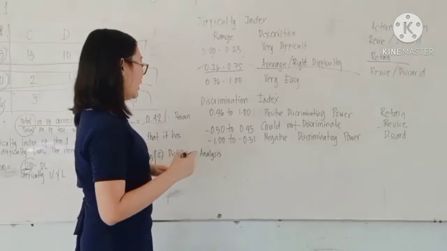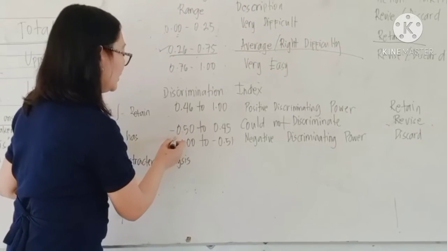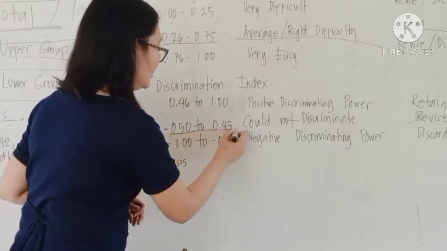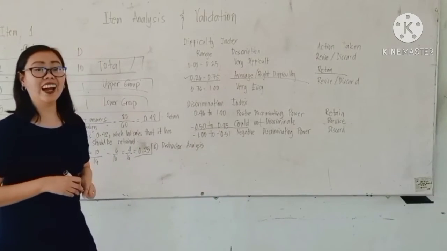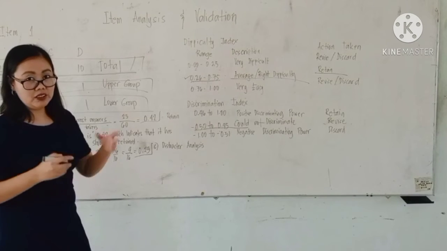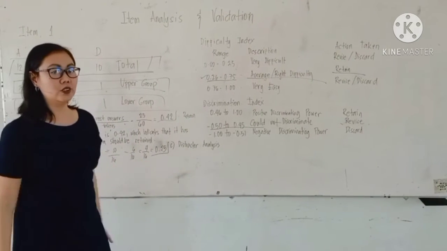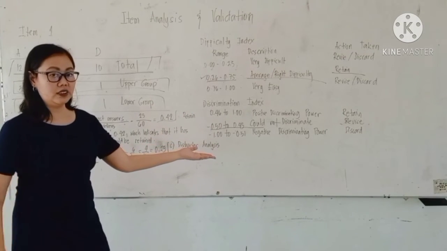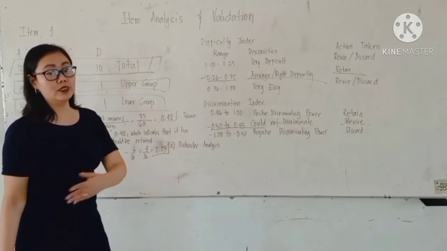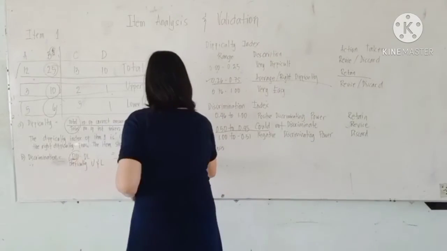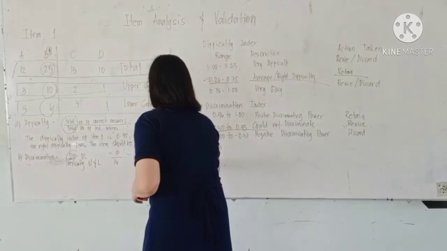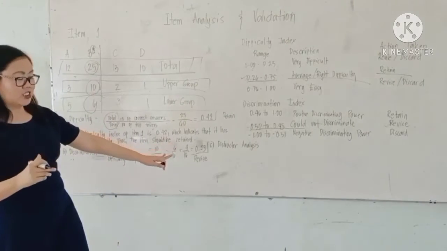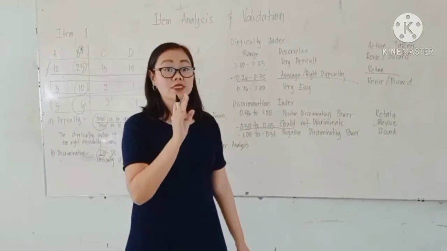Ang 0.25 ay nalolocate natin in between negative 0.5 to positive 0.45. So, nandito siya. Meaning, the item could not discriminate. Meaning, the item cannot really tell us kung sino yung, hindi niya kayang paghiwalayin yung mga nag-aral at hindi nag-aral, yung mga natuto at hindi natuto. So, here, we revise the item. We are revising the item. Okay? Pero hindi ulit po pwede hanggang dyan lang. We proceed with our sentence conclusion.